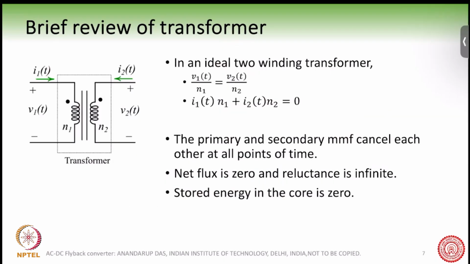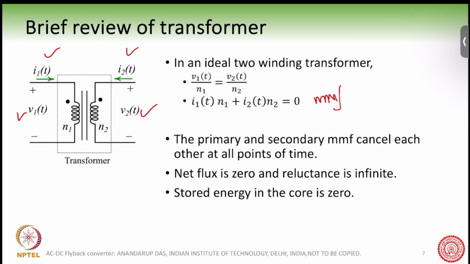Okay, now let us briefly review the properties of this transformer. In an ideal two-winding transformer, as shown, we have V1 and V2, I1, I2, and the currents are entering the dot terminals. Here the relationships are V1 by N1 equal to V2 by N2, and I1 N1 plus I2 N2. This is coming from the MMF principle.